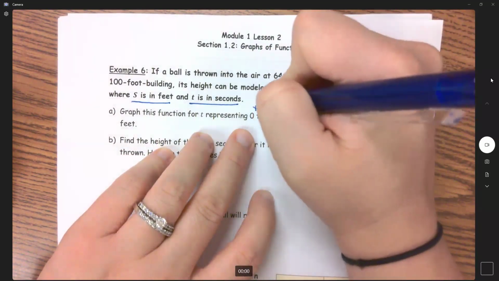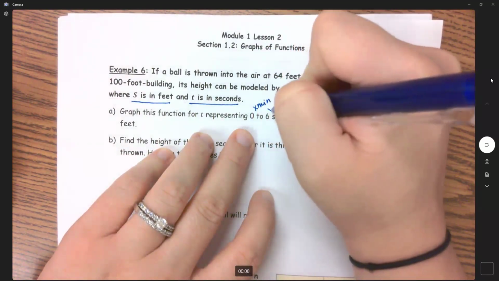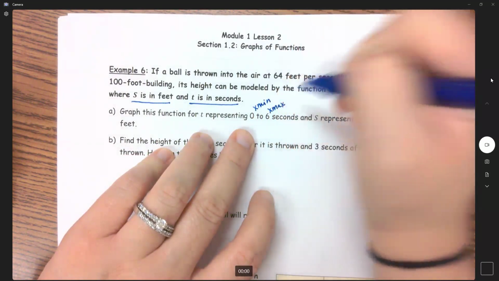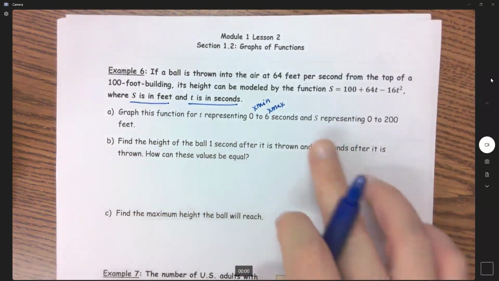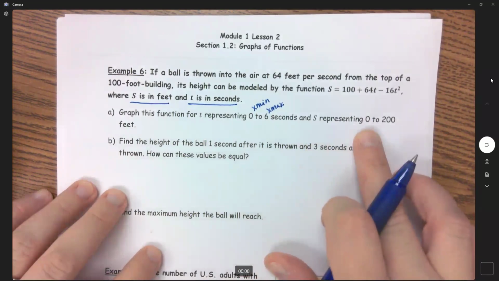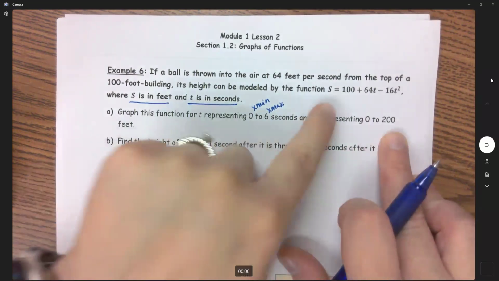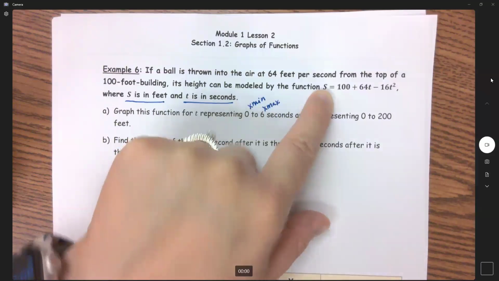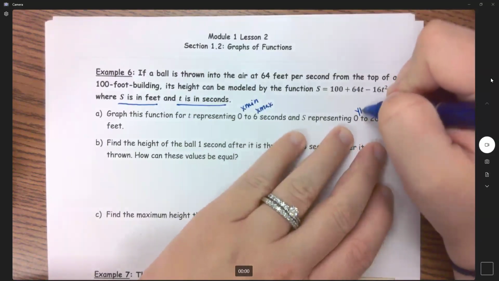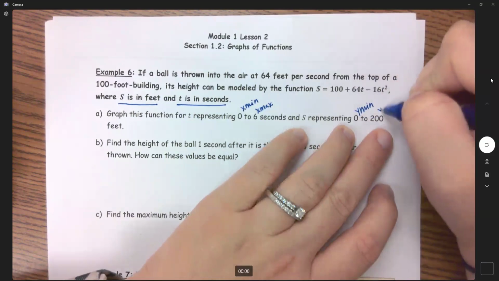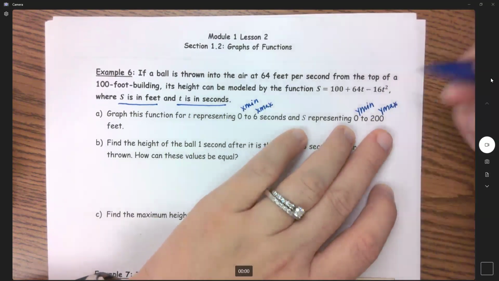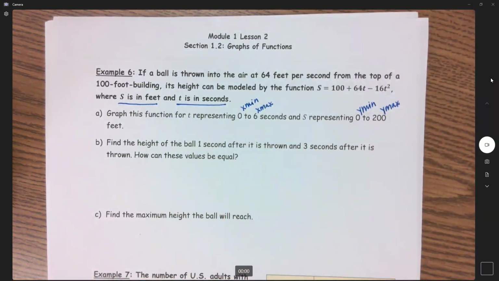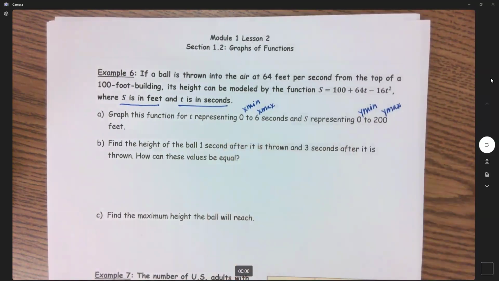So this is representing my x min and my x max. And then s is representing from 0 to 200. S is in place of my y. It's usually y equals or f of x equals. So this is my y min and my y max. So let's graph this function on this window that they are telling us.